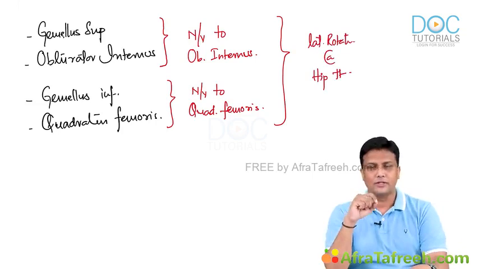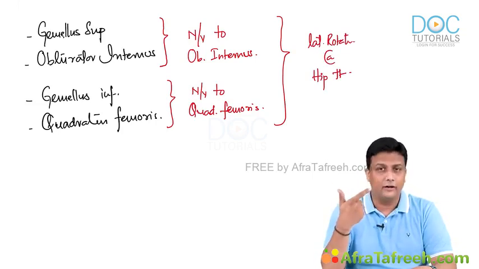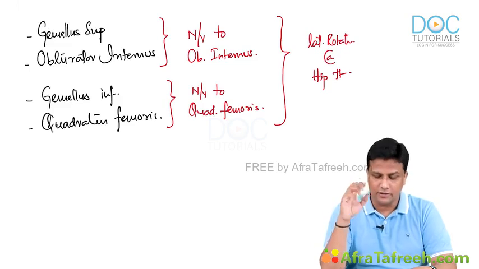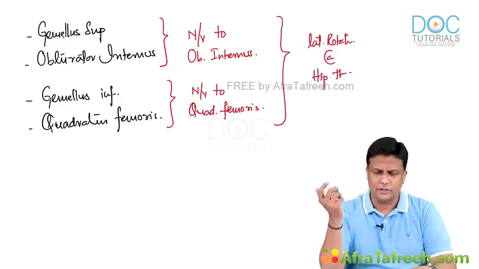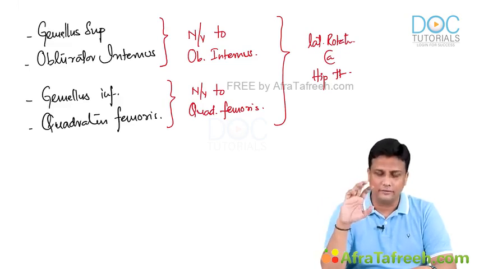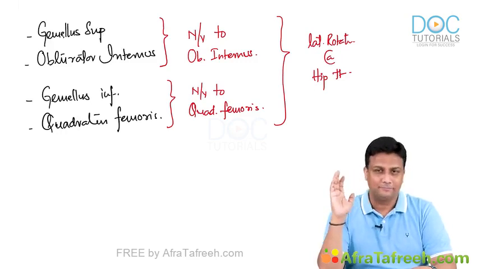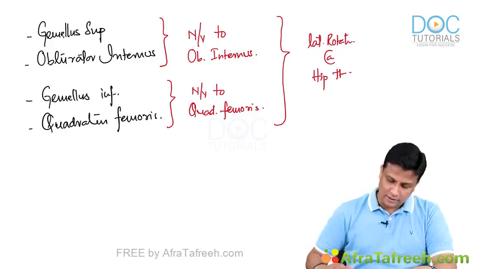So all these four muscles are helping in lateral rotation at the hip joint. So gemellus superior, obturator internus, gemellus inferior, and then quadratus femoris, all of them are helping in lateral rotation of the hip joint. So this completes your entire gluteal region in a very easy and crystal clear manner, guys. I hope it's done. So all the muscles in the gluteal region are done.